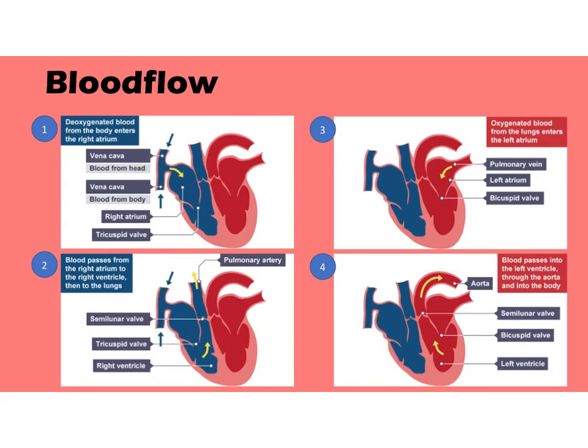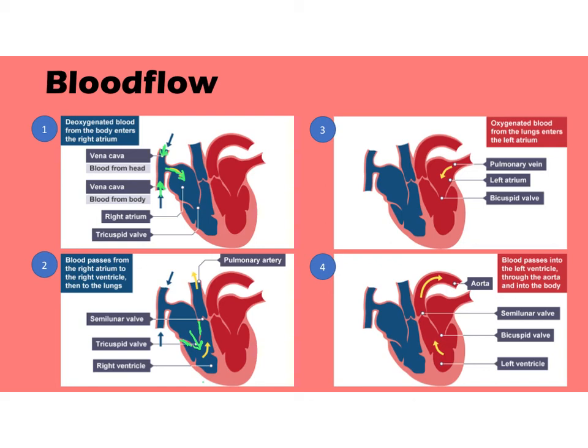So here's a summary to show all 4 steps together. Our blood comes from the head and the rest of the body into the vena cava by here, which goes into the right atrium. Then step 2, the right atrium will contract, causing the tricuspid valves to open. The blood will move into the right ventricle. The tricuspid valve will then close to prevent backflow.